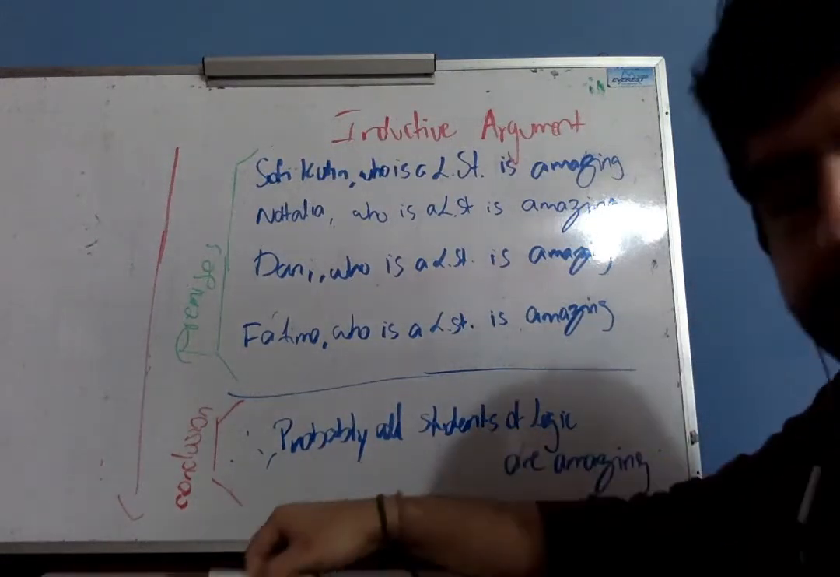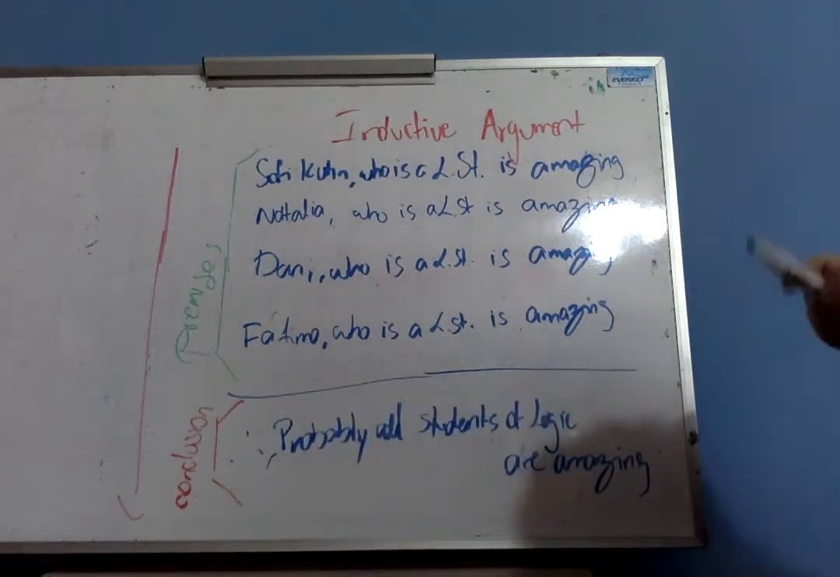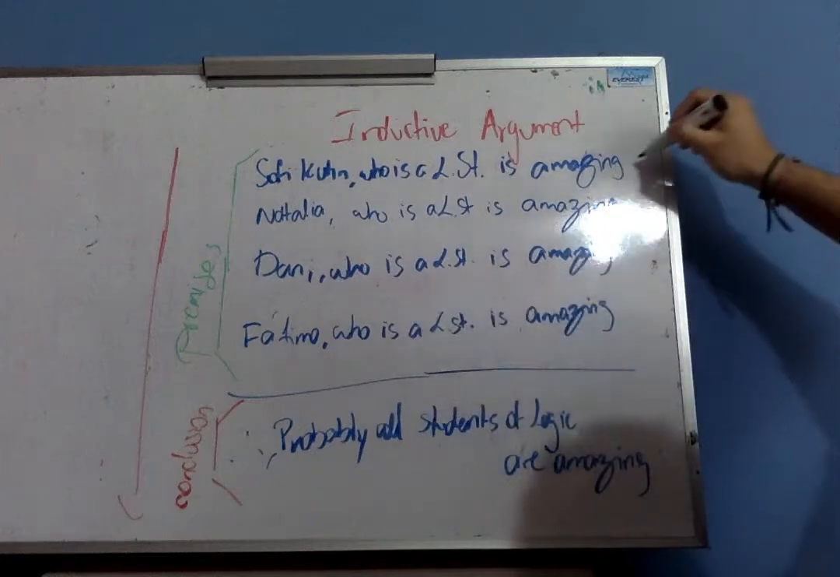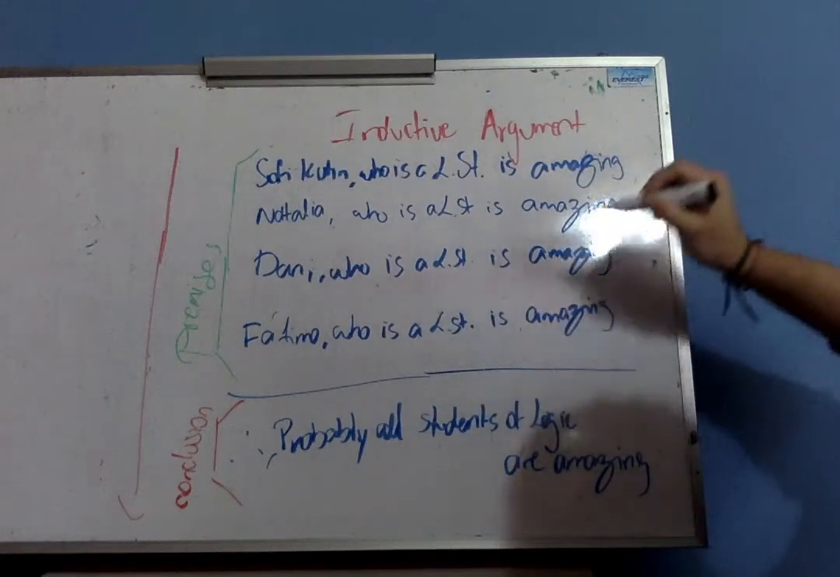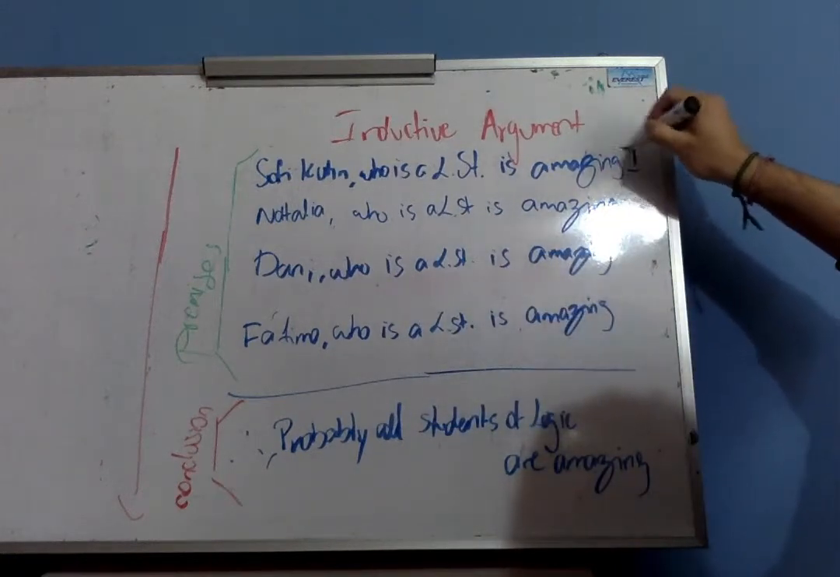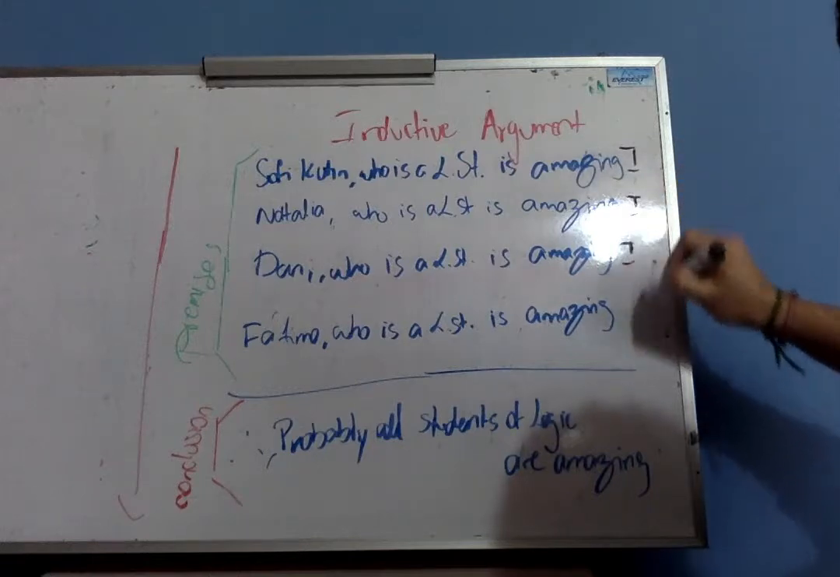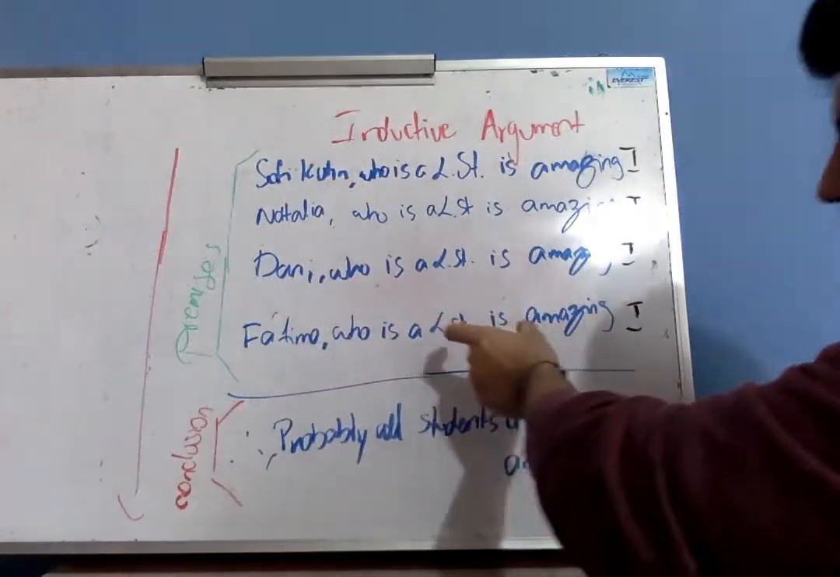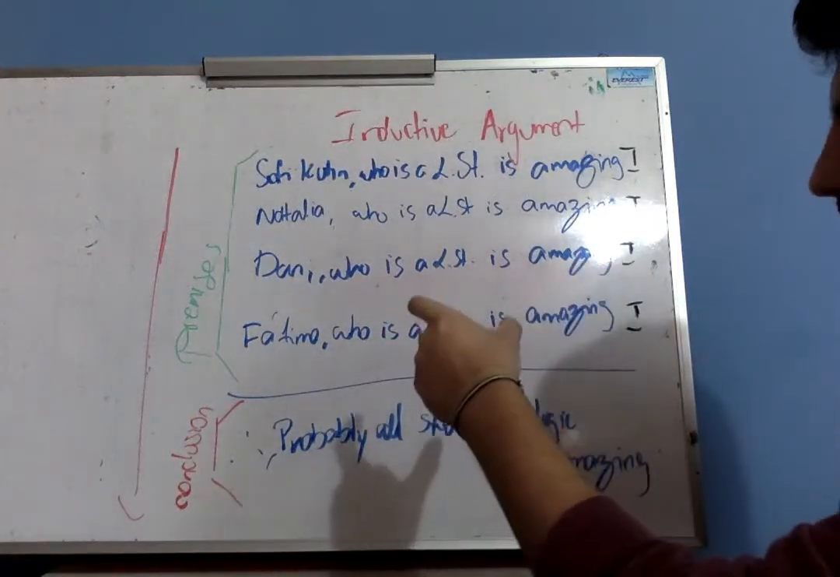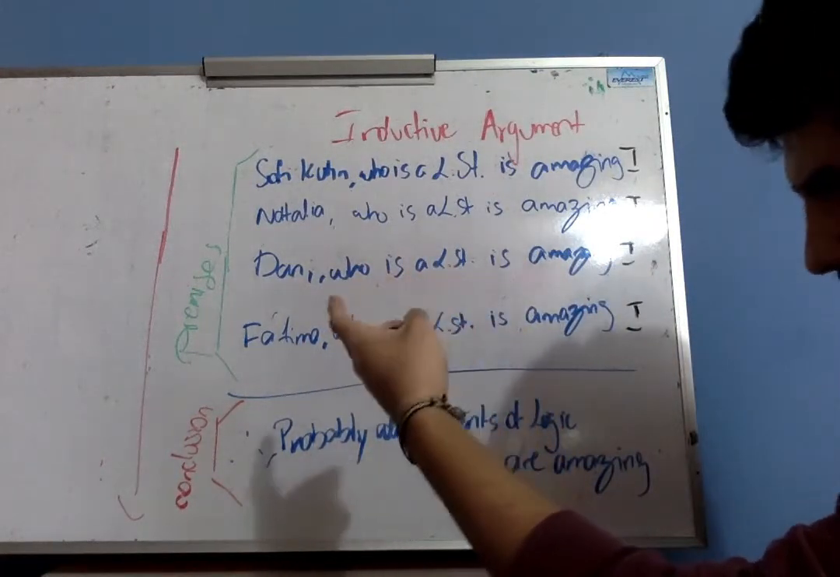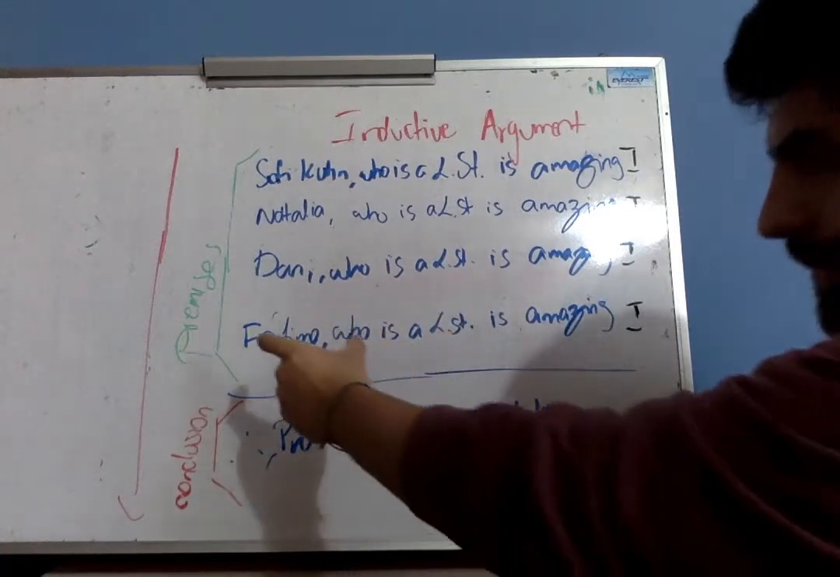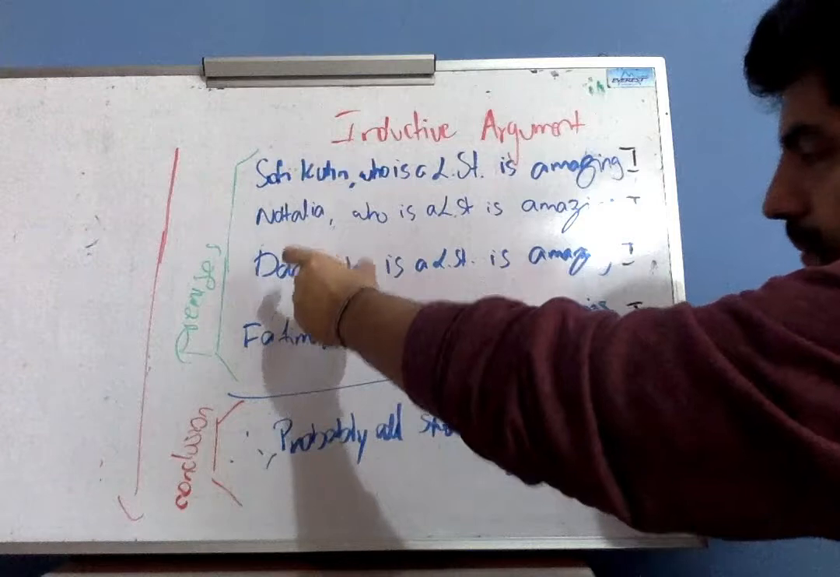As you can see, what is the main difference? The main difference lies in the fact that Sophie Kuhn, Natalia, Danny, and Fatima, all of these propositions are categorical propositions type I. Can you follow me with that? These propositions are particular and affirmative. We are not stating a proposition of all or none. We are stating particularly the person who is involved in each proposition.